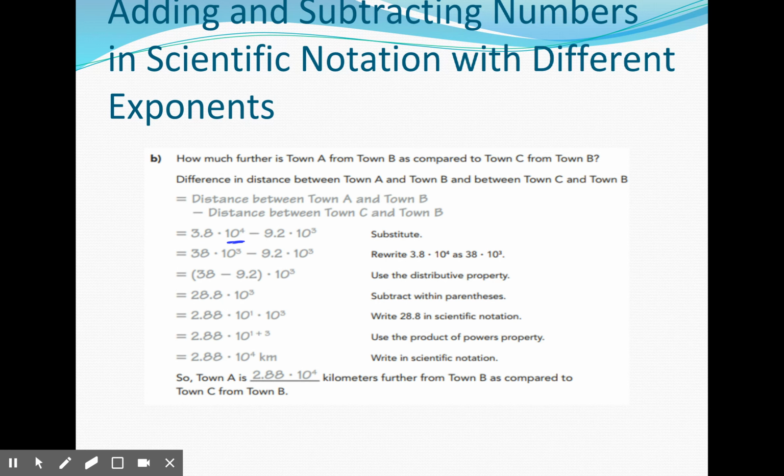So again, we want to make 3.8 times 10 to the 4th as 38 times 10 to the 3rd by just moving that decimal place over 1. And then they do the subtraction, 38 minus 9.2. And you get 28.8 times 10 to the 3rd. And as you know, we can't leave it that way, so we're going to move our decimal over 1 space to the left. So now I have to include that 10 to the 1st power here. And I would get 2.88 times 10 to the 1st power plus the 3rd power. And I'd get 2.88 times 10 to the 4th power.